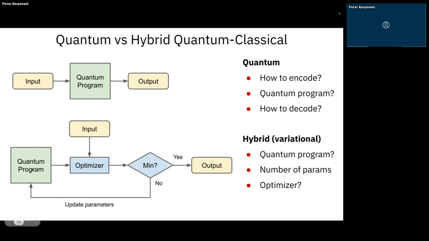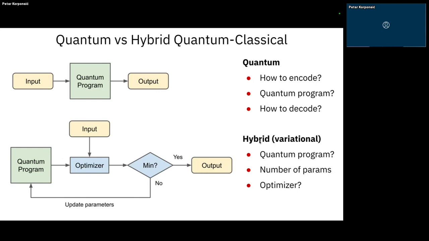So this is a second approach. This is the hybrid quantum-classical approach. Both approaches have pros and cons. With quantum, as I already said, the challenge is how to encode data into a quantum state, how to make a quantum program for a particular use case, and how to decode that data out from the quantum computer.